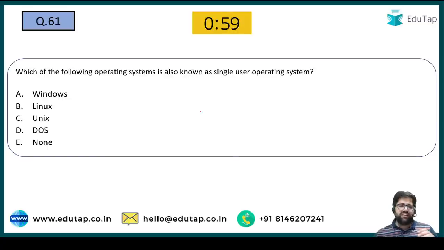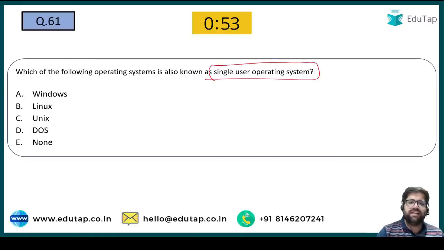Now question number 61. Which of the following operating systems is also known as a single user operating system? Single user means only one user can use it. For example, with Windows or Ubuntu, multiple users can use that particular Windows via login and logout. But under which operating system can only one single user operate? My question is very simple.